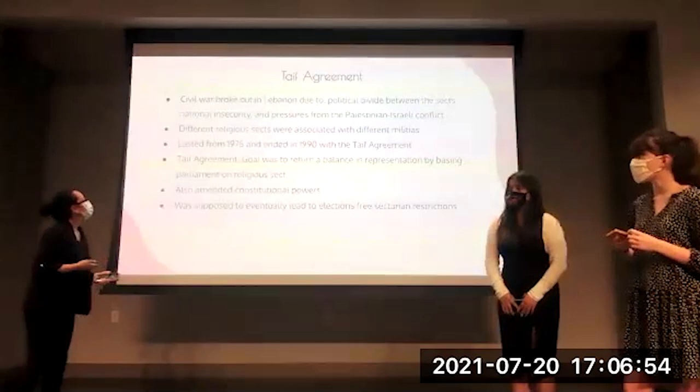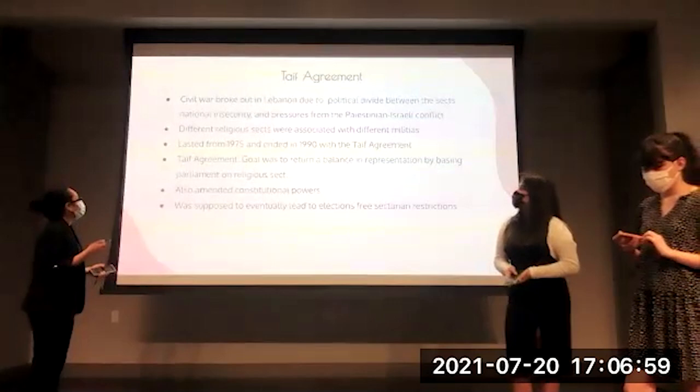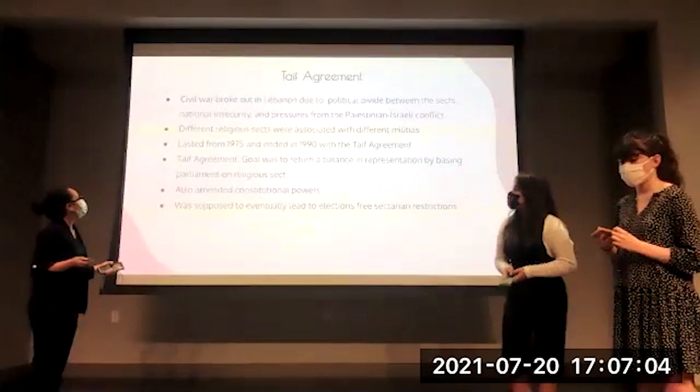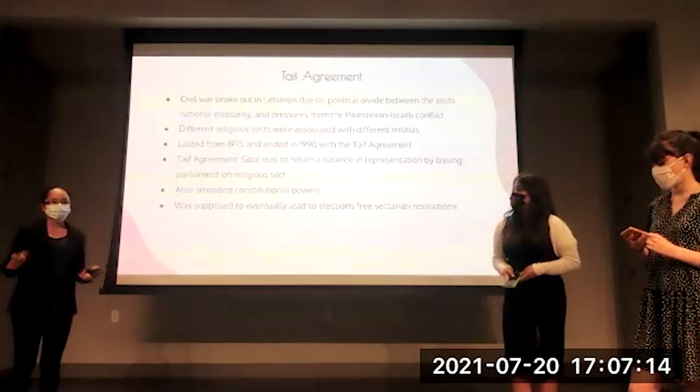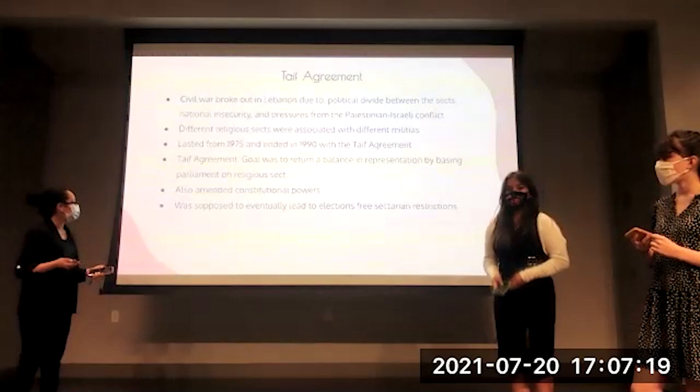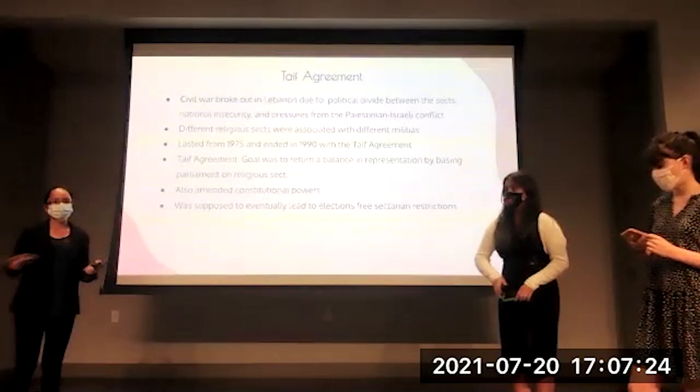The Taif Agreement came about after the Civil War, which happened in 1975 due to pressures from the Palestinian and Israeli conflict and political division over how to handle the situation of Palestinian refugees coming into the country. Eventually, the Taif Agreement came about as a way to end the war. This amended constitutional powers, and it was supposed to eventually lead to freedom from sectarian restrictions, but it never really did.